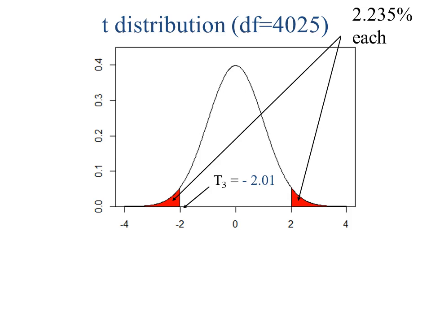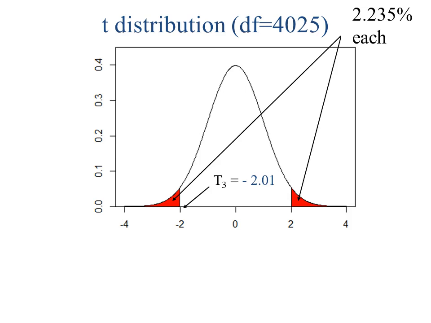The horizontal axis indicates values of t, and the area under the curve over a certain range on the horizontal axis represents the probability that t falls in the range. The area under the entire curve is 1. The computed value of T3, minus 2.01, is indicated on the horizontal axis.